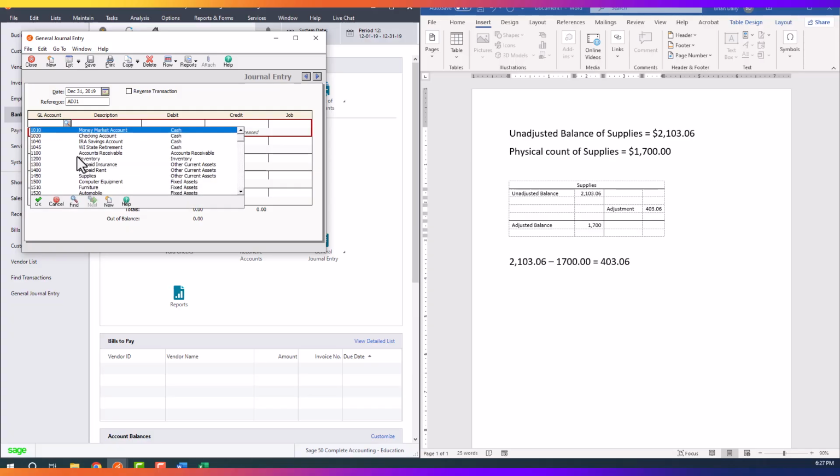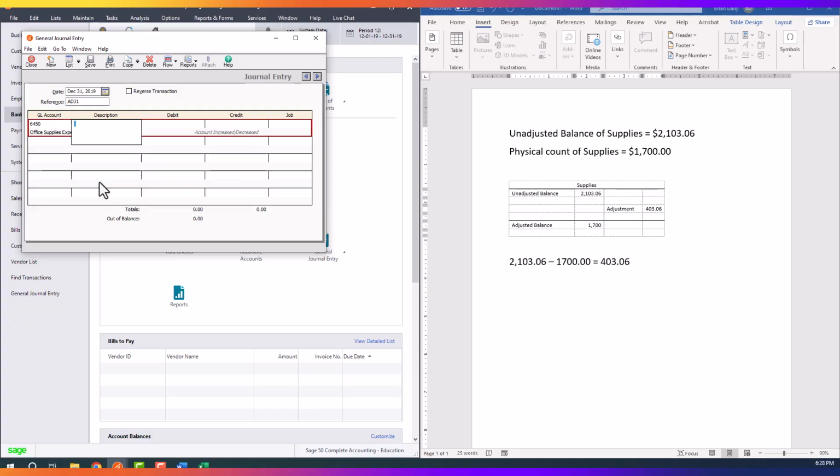If I go to my magnifying lens here and scroll down to my 6,000 and 7,000 account numbers, I'm going to look there for an expense account that represents supplies that were used. Sure enough, I see an office supplies expense. It's account number 6,450. I'm going to select it and I'm going to debit it for that exact same amount.